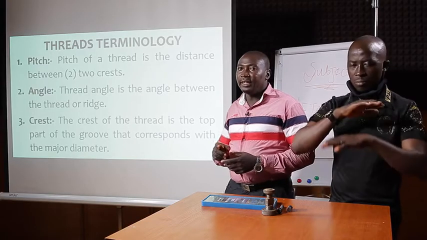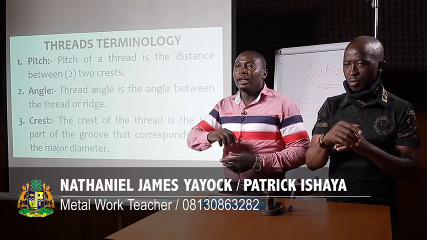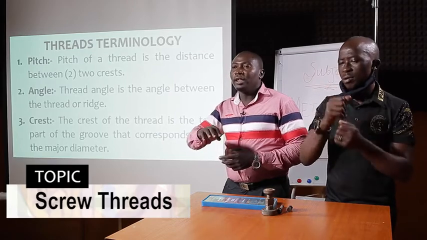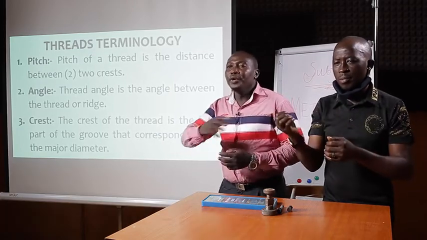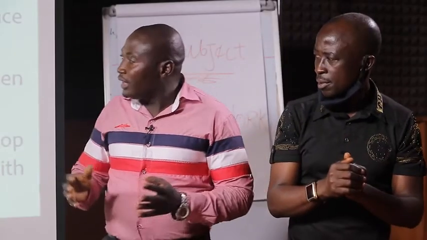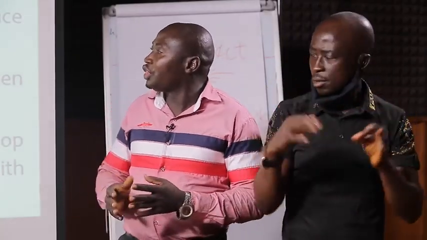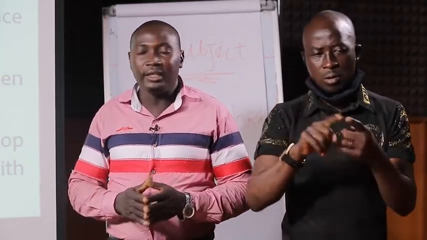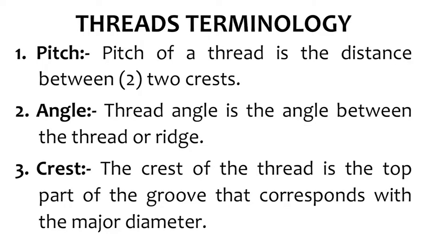Don't forget, I said a thread is a component that carries ridges round a cylinder. So on the thread, we have the ridge. So this ridge, there is an angle between one crest to the other crest. That forms the thread angle. Then we have the crest. The crest of a thread is the top part of the groove that corresponds with the major diameter.